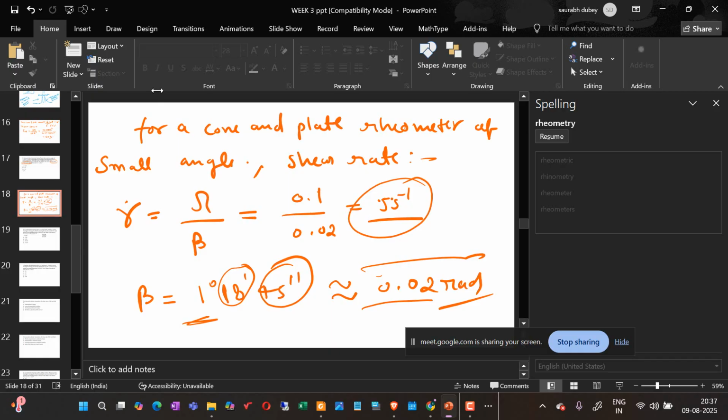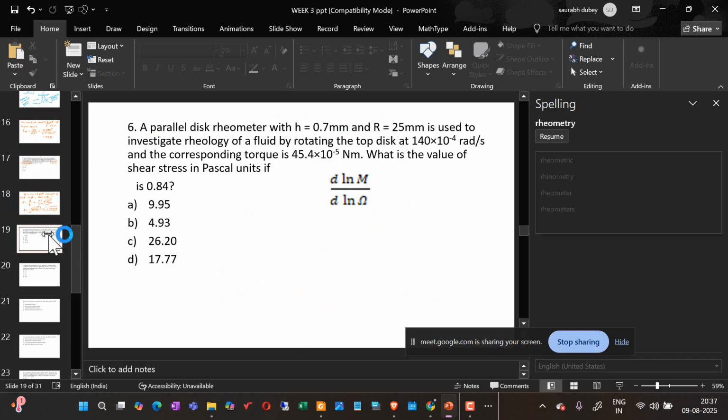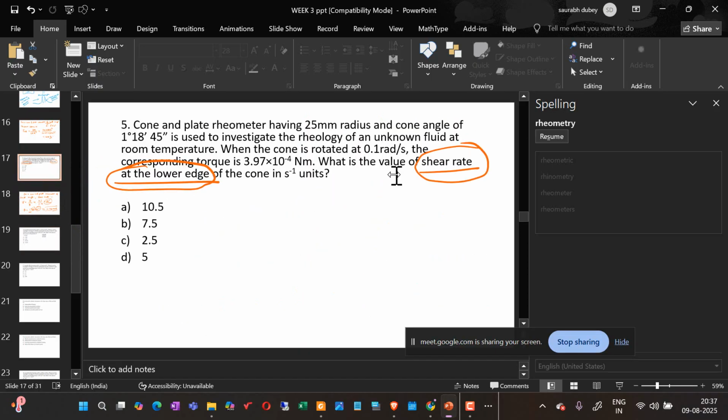Which will be 5 s inverse, which is 5. The inverse is the shear rate. So what is the correct answer? You see, D option is the correct answer. Okay, D option is the correct answer, right?